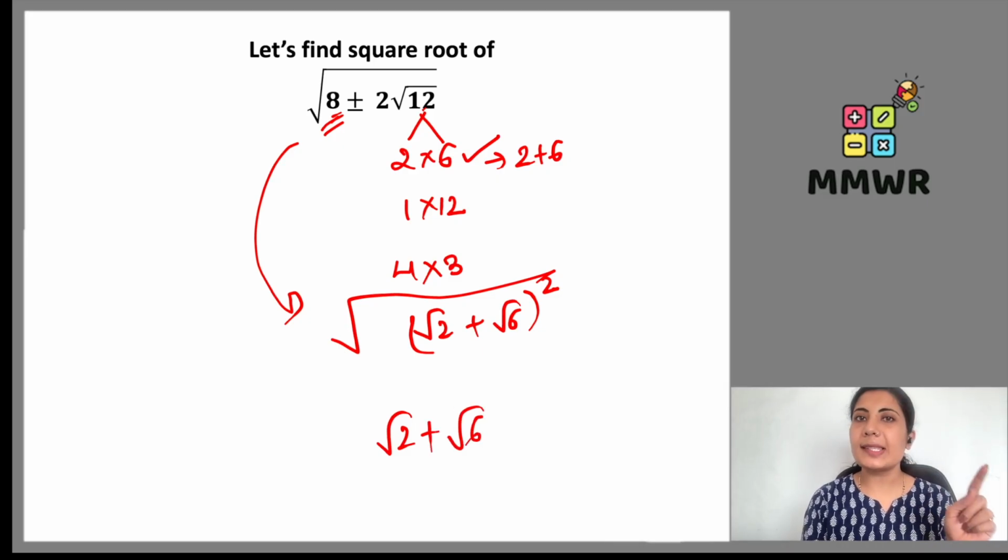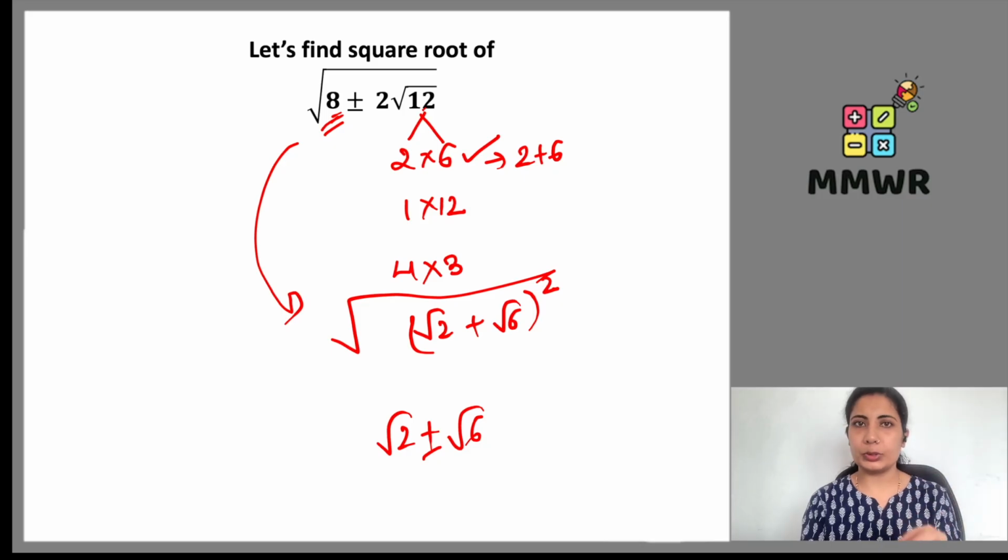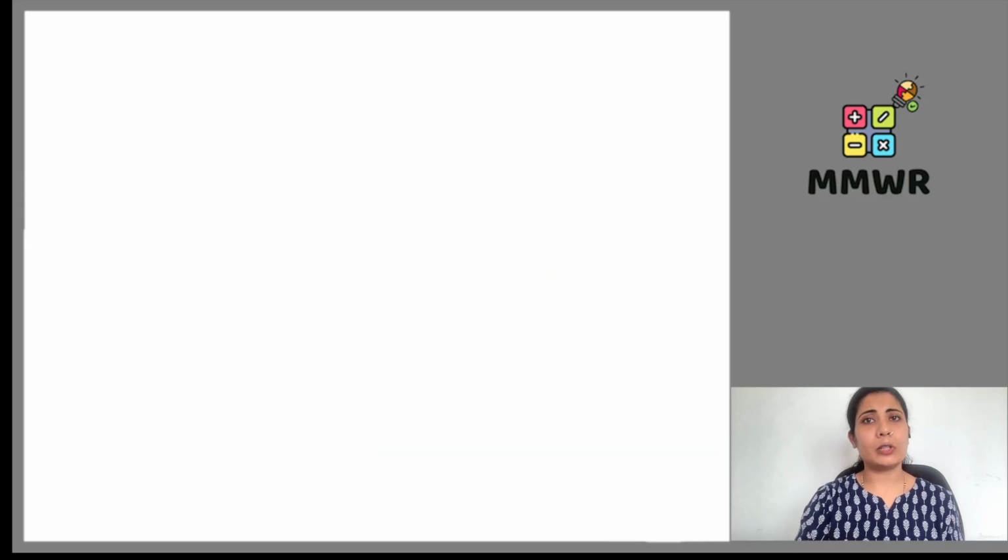If we have a plus sign, we will write plus here. If we have a minus sign, we will write minus here, or we can put both signs because in our question we have both signs together. This way it will save us a lot of time in simplifying it. Let's move to another example.